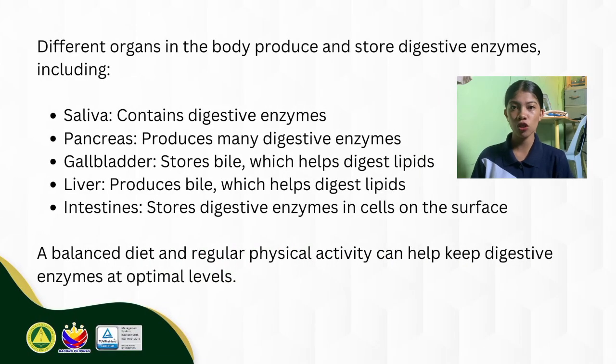Our bodies have special organs that work together to help us digest food. These are the different organs in the body that produce and store digestive enzymes, including saliva, which contains digestive enzymes. Pancreas produces many digestive enzymes. And gallbladder stores bile, which helps digest lipids. Liver produces bile, which helps digest lipids, and intestine stores digestive enzymes and cells on the surface.